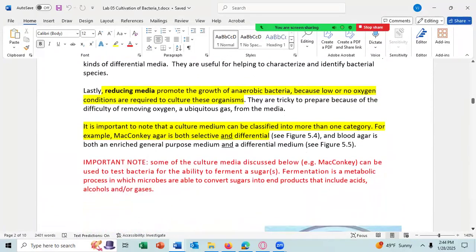And lastly, there's reducing media, which I guess isn't quite the last media we'll talk about, but the last media for today. Reducing media promotes the growth of anaerobic bacteria because low or no oxygen conditions are required to grow these organisms. So reducing media has something in it that removes oxygen.